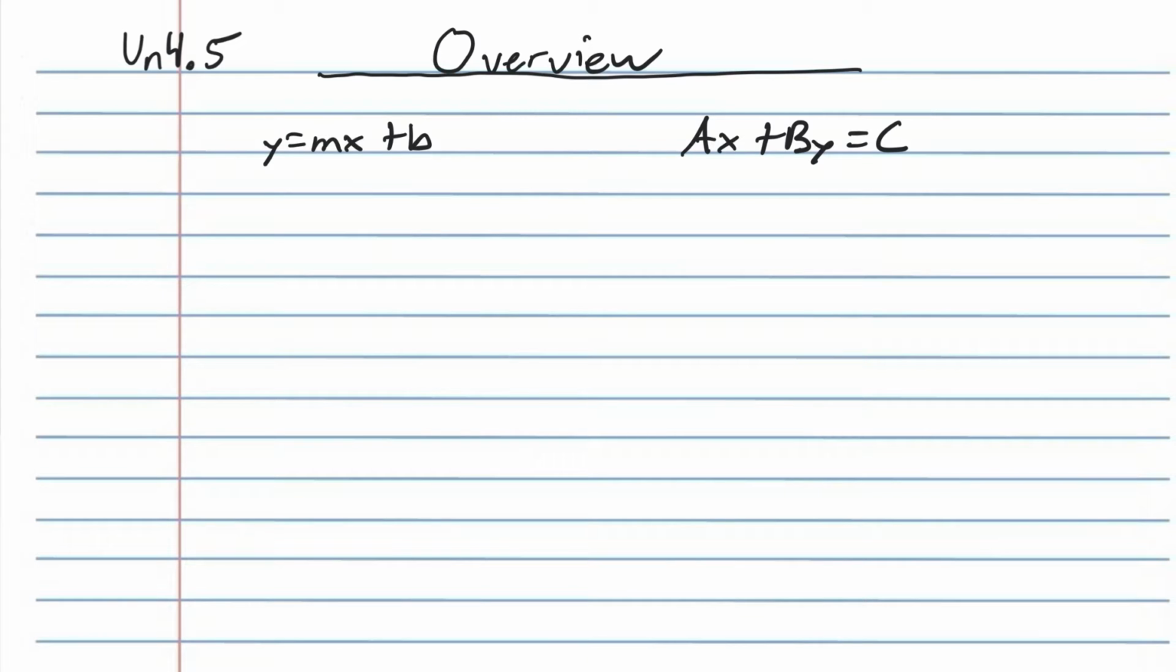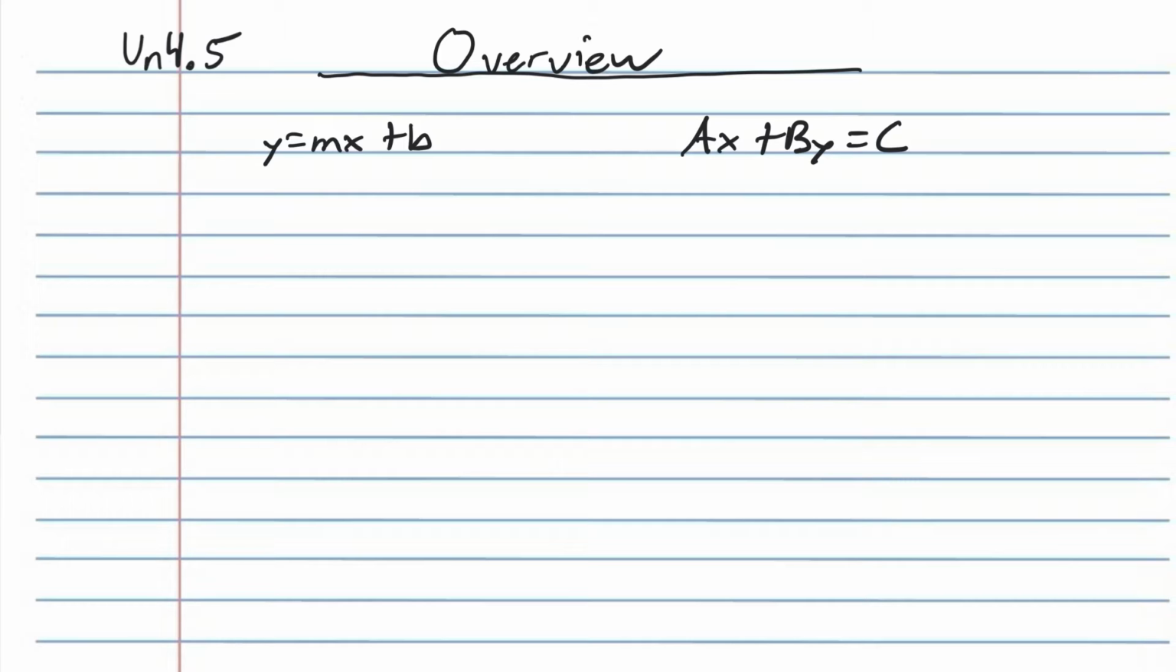All right, so we just finished Unit 4, which is about how to graph these linear equations, right? And we had the two equations that are on the screen right now. We had y is equal to mx plus b and ax plus by equals c. Two different styles of equations that will give you a straight line as a graph.